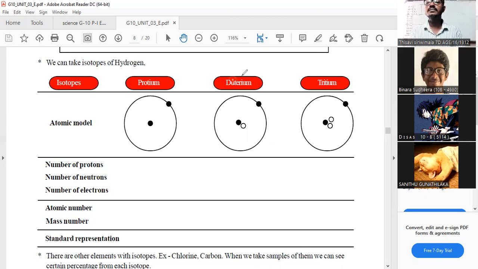Number of protons: 1, here also 1, here also 1. Number of neutrons: no neutrons here, 1 neutron here, and here also 1 neutron. Number of electrons: 1, 1, and 1. Atomic number 1, atomic number 1, atomic number 1.